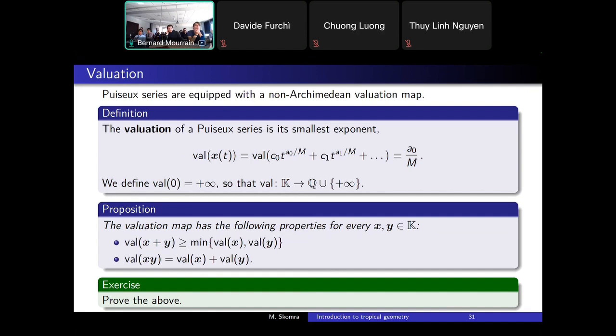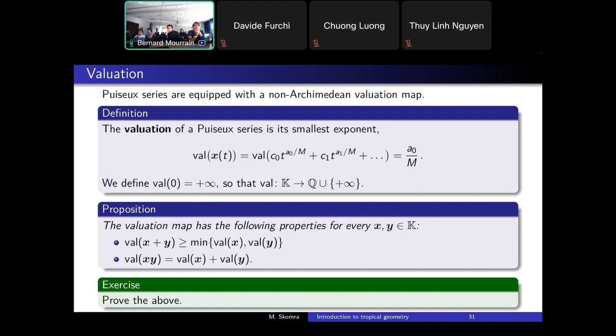So the valuation has the following two properties. This maybe is the easier property. If I take the valuation of a product of two series, then this is precisely the sum of the two valuations. So why is that? Well, how do I define the product? It's a Cauchy product. So if I have a series of the form t to the power 3, multiplied by a series that starts with t to the power 5, I will get a series that starts with t to the 8.